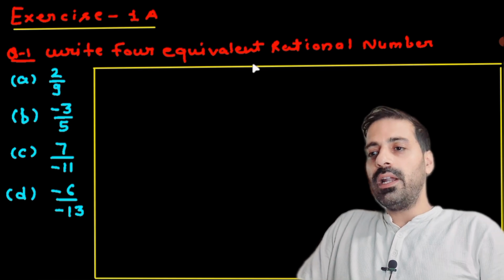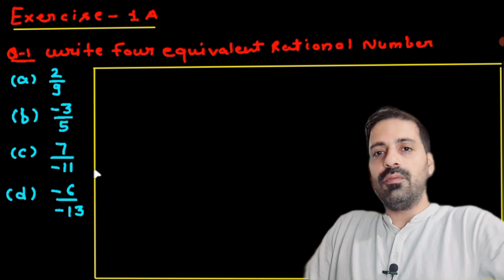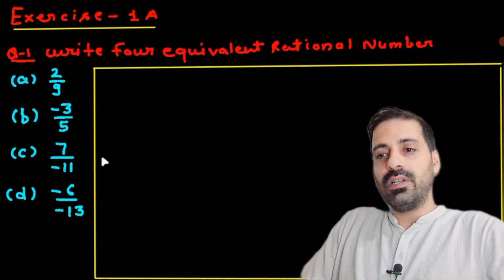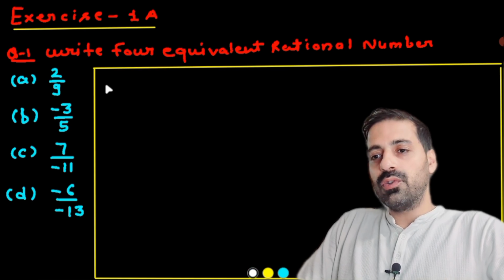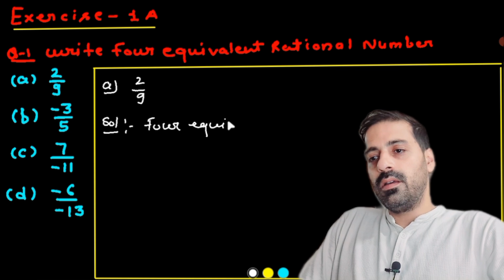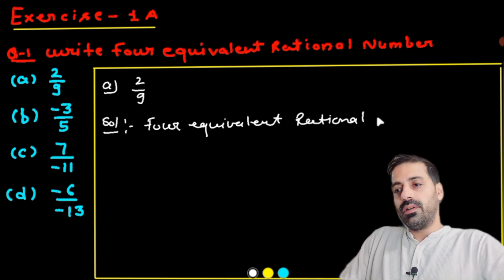Write 4 equivalent rational numbers for question A, B, C and D. Four parts are given here and we have to find the 4 equivalent rational numbers. So let's start solving this question. I'll take question number A, 2 upon 9. So write down how to solve this. Write 4 equivalent rational numbers.